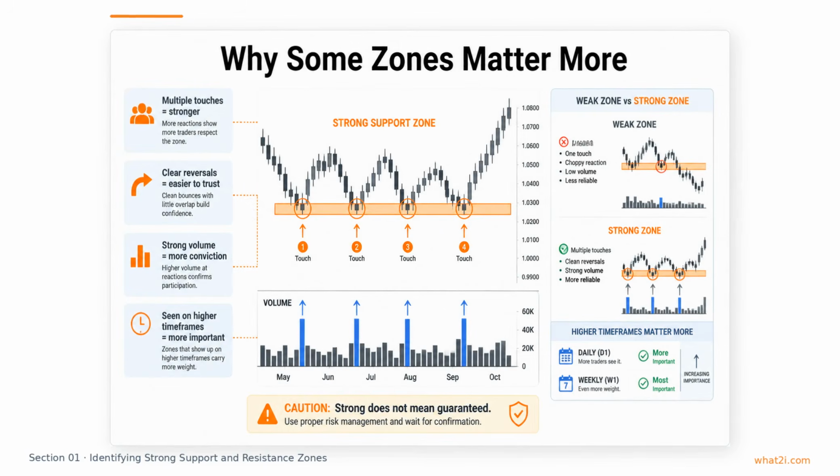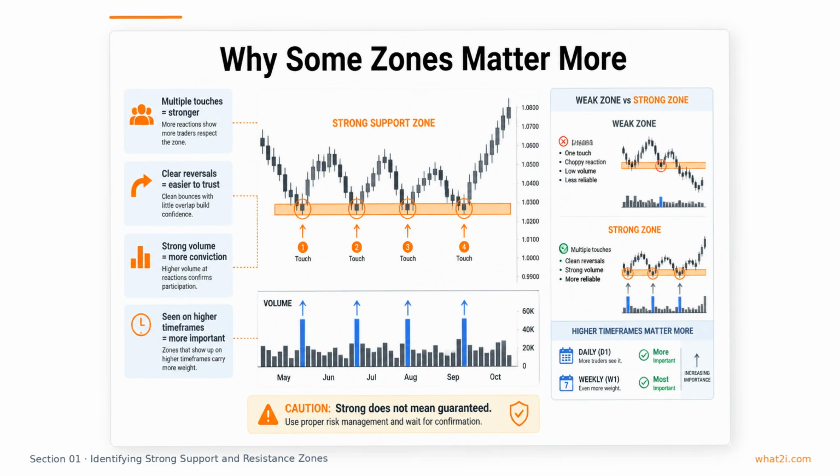Some zones deserve much more attention than others because the market has already shown that participants care about those prices. A level becomes more meaningful when price has touched it several times and reacted clearly each time. Clean reversals are easier to trust than messy pauses, because they show a stronger shift between buyers and sellers. Volume adds another layer, since a reaction that happens with heavy participation tends to carry more weight than one that happens quietly. Higher time frame levels also matter more, because more traders can see them on daily or weekly charts. Strong never means guaranteed, but repeated visible reactions usually make a zone more important.